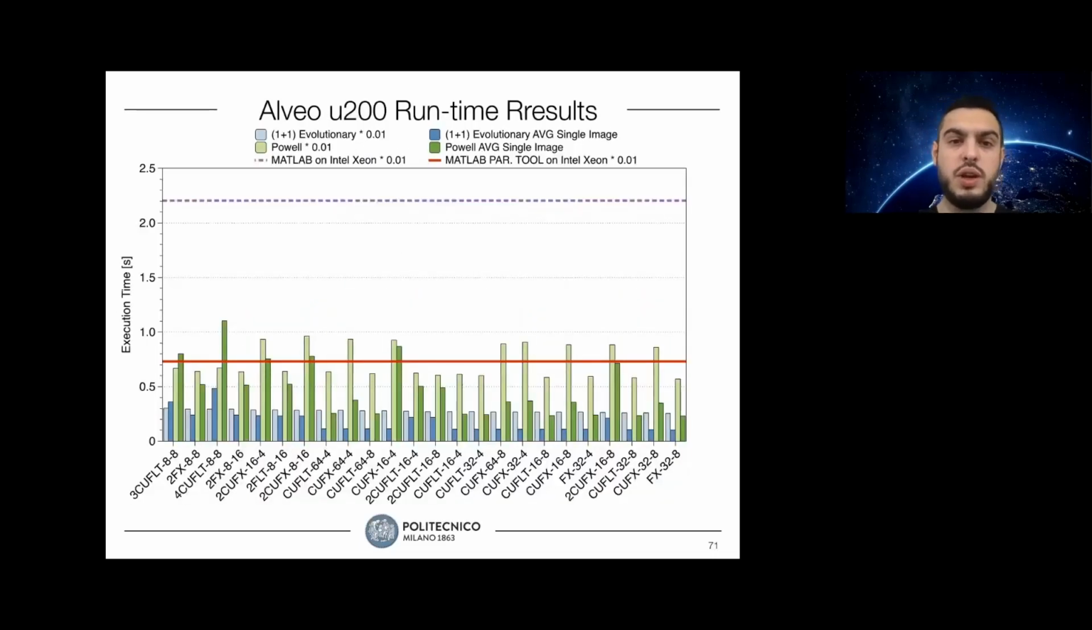Moving to the Alveo, we consider now only 2 Matlab implementations on the Xeon. One as before, without the parallel toolbox, and the other with the toolbox enabled, that exploits further the available resources. Here we can see that Powell, the slowest approach, is in line with Matlab with the parallel toolbox, while our 1+1 achieves better results with a top of 2.86x and 8.62x with and without the toolbox respectively.